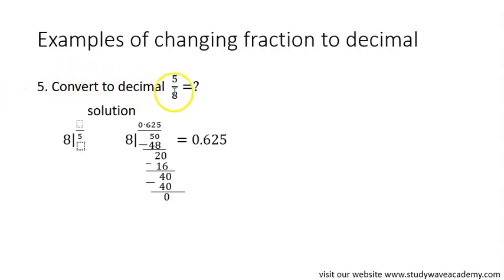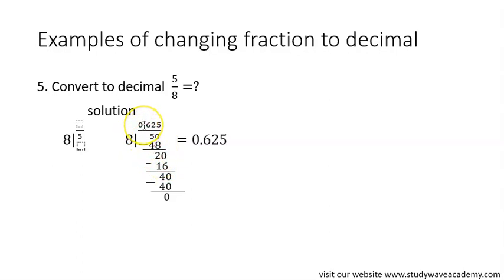Convert to decimal. 5 over 8. We have to convert this to decimal. So you write out in your long division form. Can 8 go into 5? No, it's not possible. So you write 0 and put a point. Then you can add 0 to 5. You now have 50. Can 8 go into 50? It will go 6 times. So you write out 6 up, and 6 times 8 will give you 48. Okay, so 50 minus 48 will give you 2.